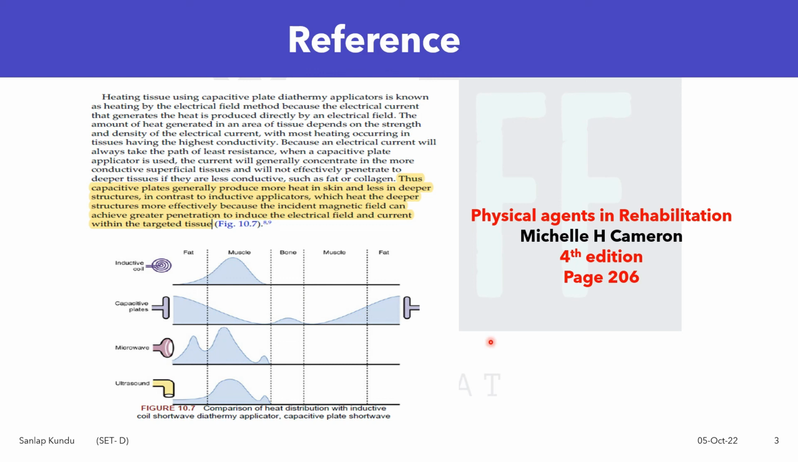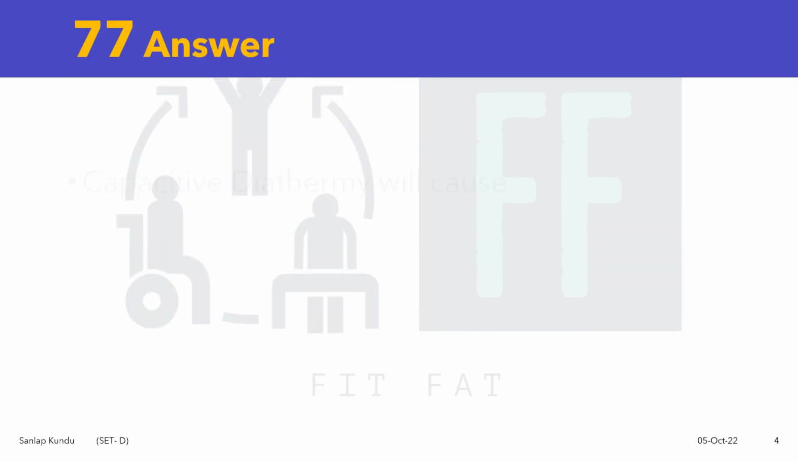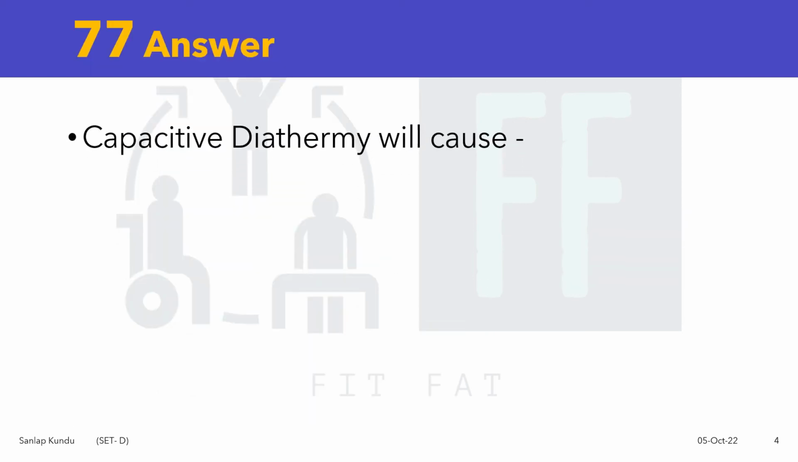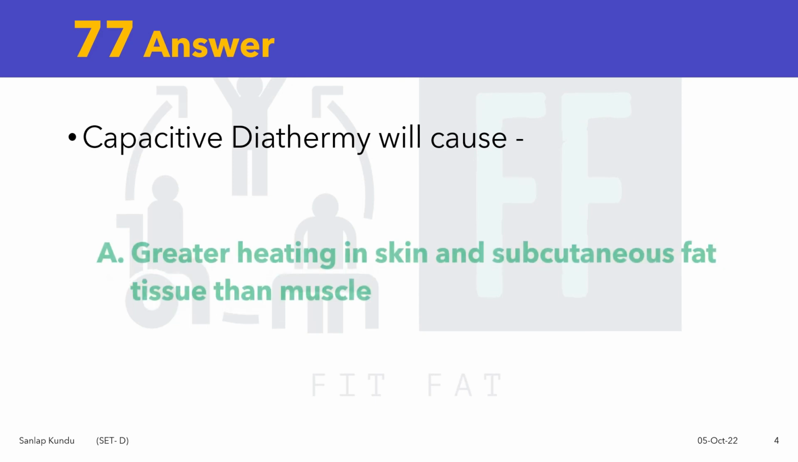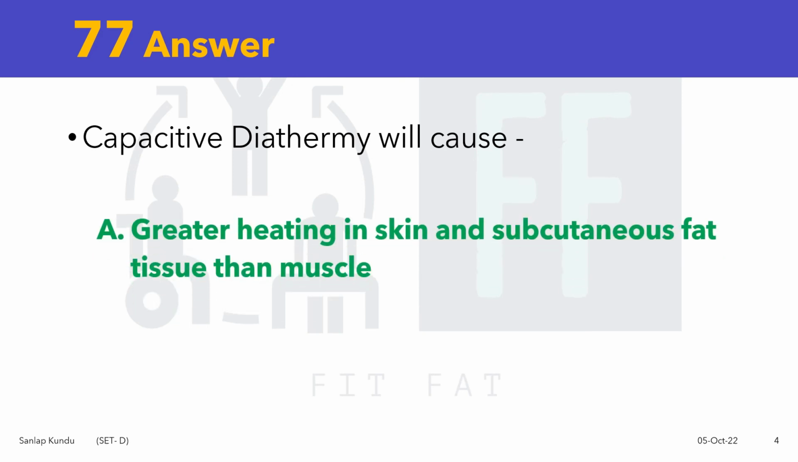So to answer question number 77, capacitive diathermy will cause, the correct answer is option A, that is greater heating in skin and subcutaneous fat tissue than the muscle.